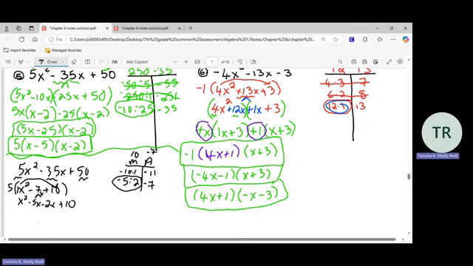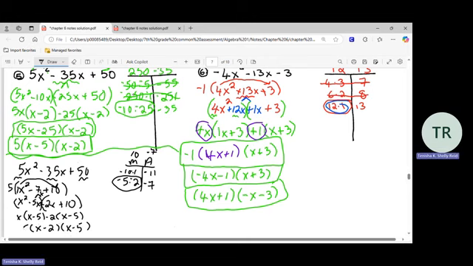Bringing down the 10. So then I would group it, group it, group it, group it, and factor out an x, and I'm left with an x minus 5. Factor out a negative 2, and I'm left with an x. What's that? x minus 5. It matches. So my answer is x minus 2 times x minus 5.